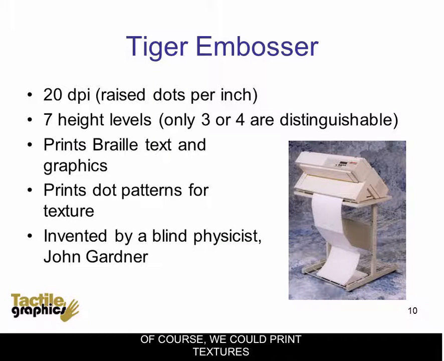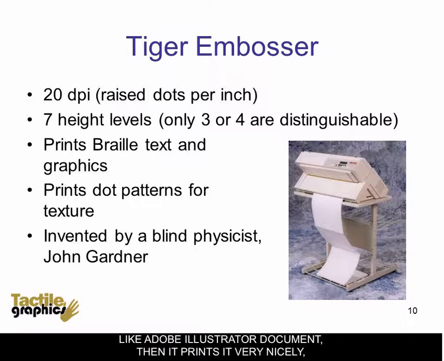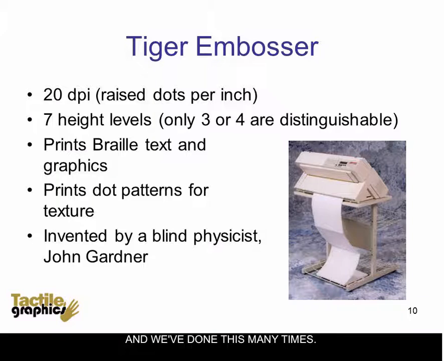Of course, you can print textures, so the levels are helpful, but you can do other things as well to get the different colors that I mentioned earlier. It prints Braille text and graphics, so it does the Braille very nicely and does the graphics. If I had a document in an understandable format for this printer, like an Adobe Illustrator document, then it prints it very nicely. We've done this many times. It does print dot patterns for texture.